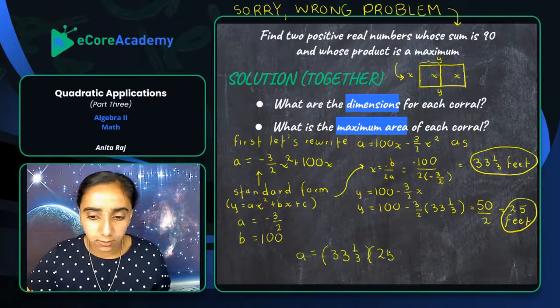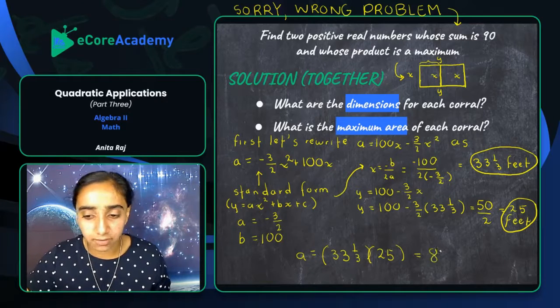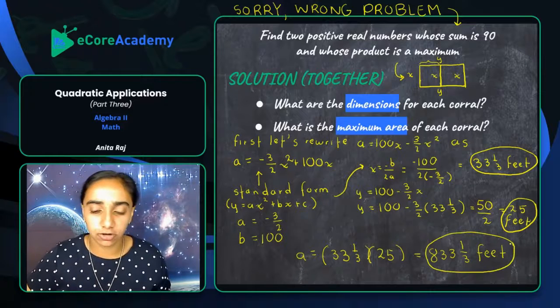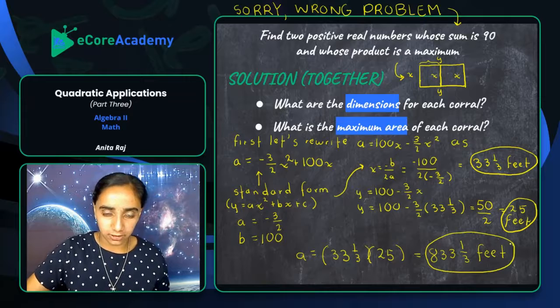If you do all that math, you'll find that the maximum area of one of those corrals is equal to 833 and 1/3 square feet. So that's one of the corrals. That's not both of them. That's just one, and that's what the question is asking, each corral. So that is how you would find the area.